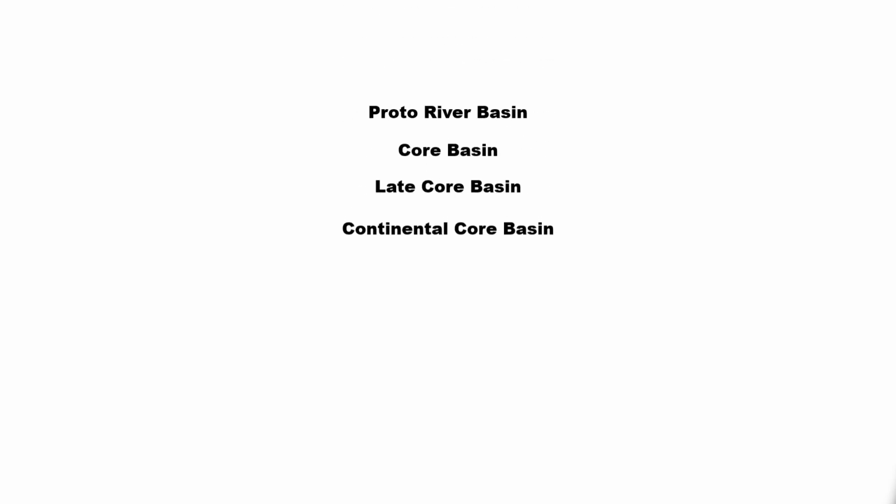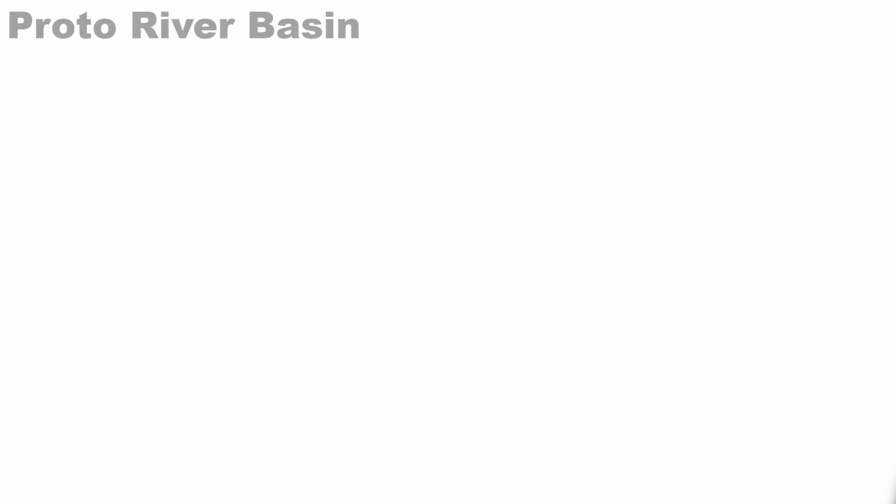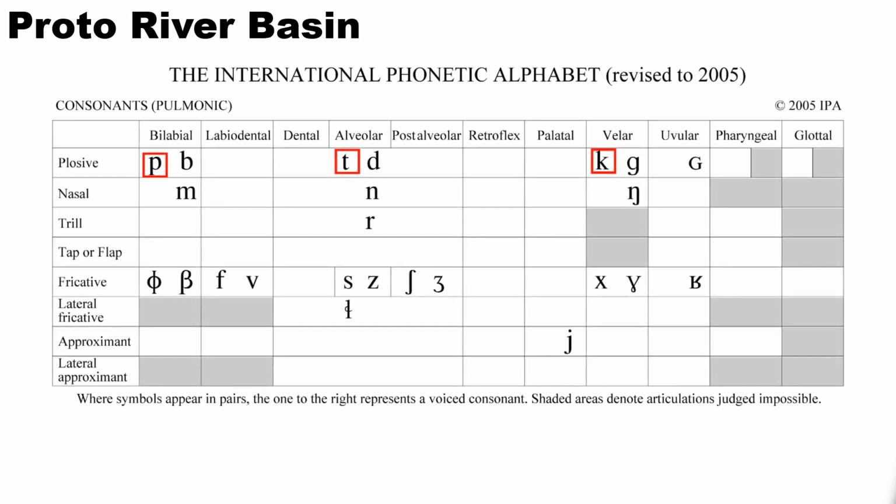Now we can talk about the phonology of Proto-River Basin, or rather, the whole branch as it leads down to Continental Core Basin. So first, the phonology of Proto-River Basin. Here are the consonants. I'll review only the stuff that isn't immediately obvious. Outlined in red are the consonants where I've allowed ejective variation.